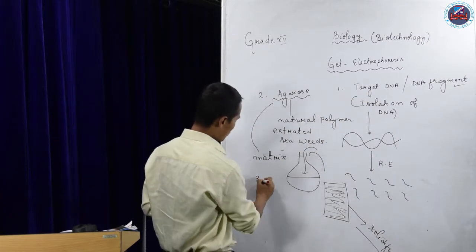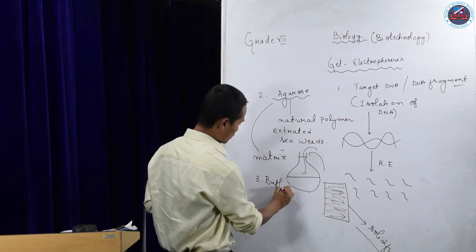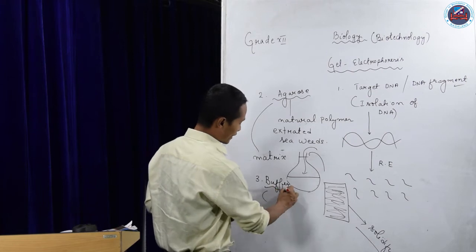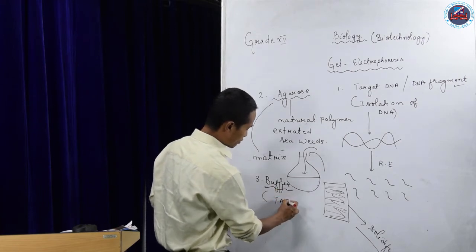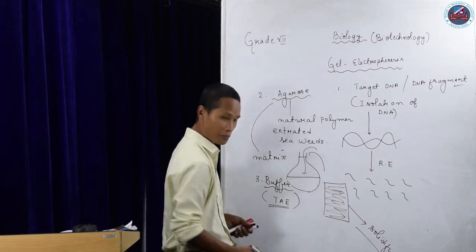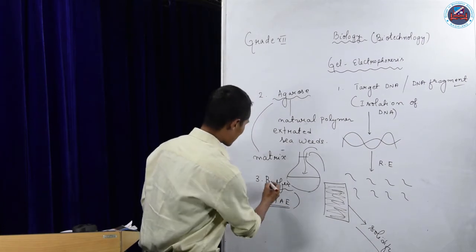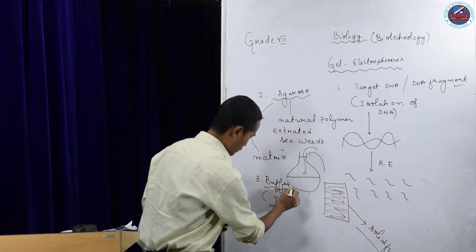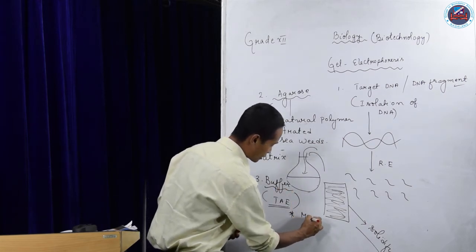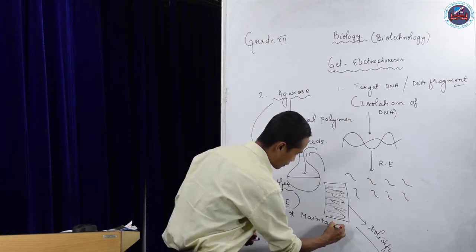The third is buffer. Buffers are in liquid form, and we have to prepare them, for example TAE, Tris acetate EDTA. It's a common buffer that we use. Once you prepare the buffer, the function of the buffer is to maintain pH.